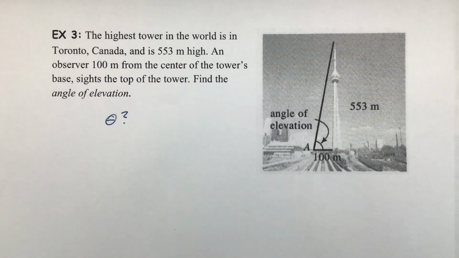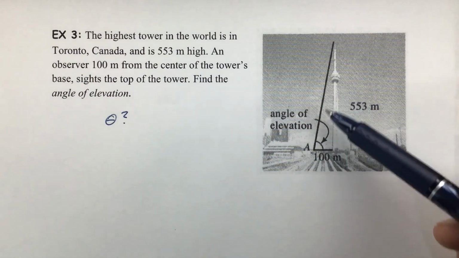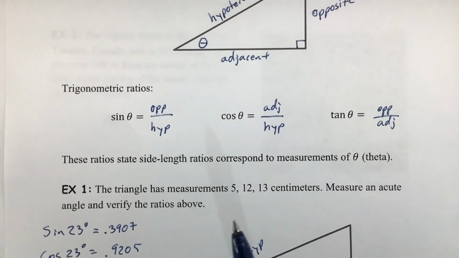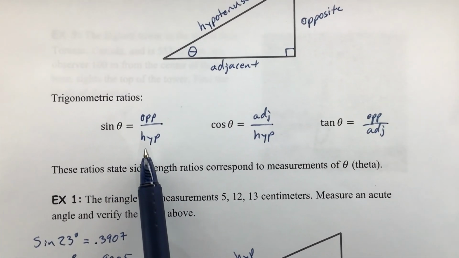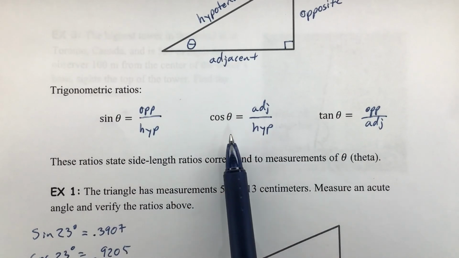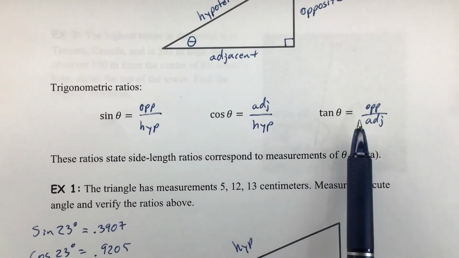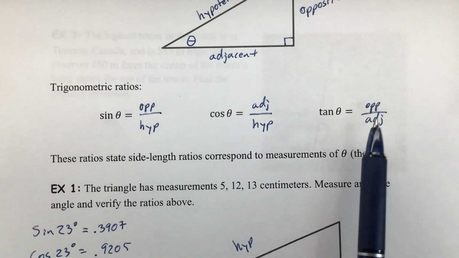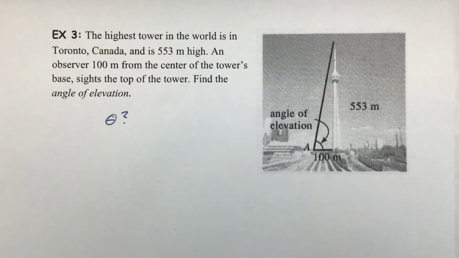So we're going to take a look at our trig ratios and see which one we would use. Remember, we do not want the hypotenuse. It doesn't help us in any way here. So if I look at the choices that we have here, it's not going to be sine because that needs the hypotenuse. It's not going to be cosine because that involves the hypotenuse. It's going to be the tangent, the opposite and the adjacent comparison.